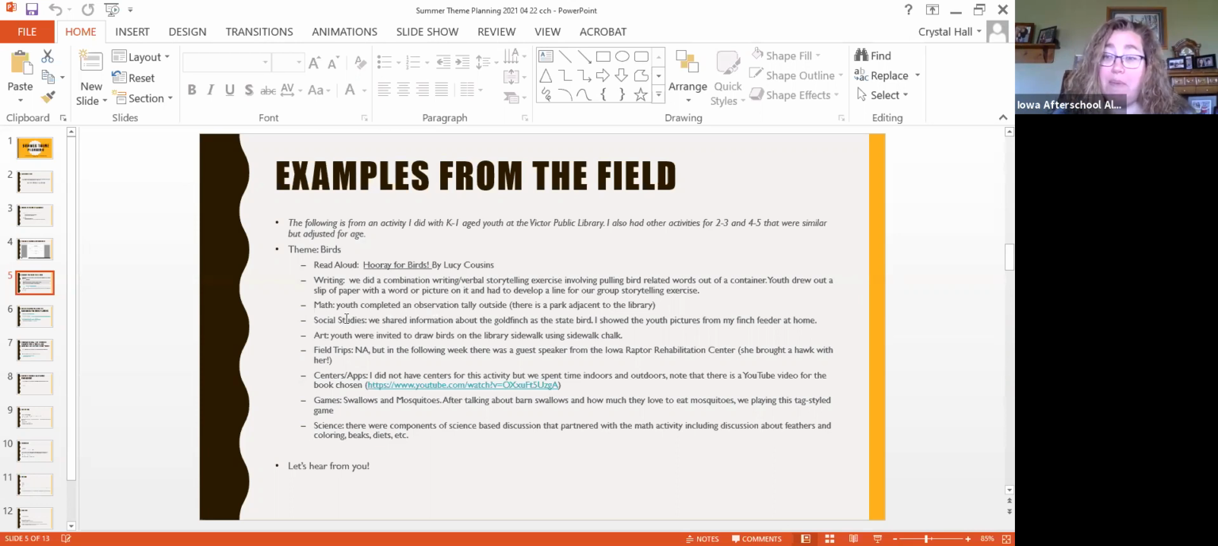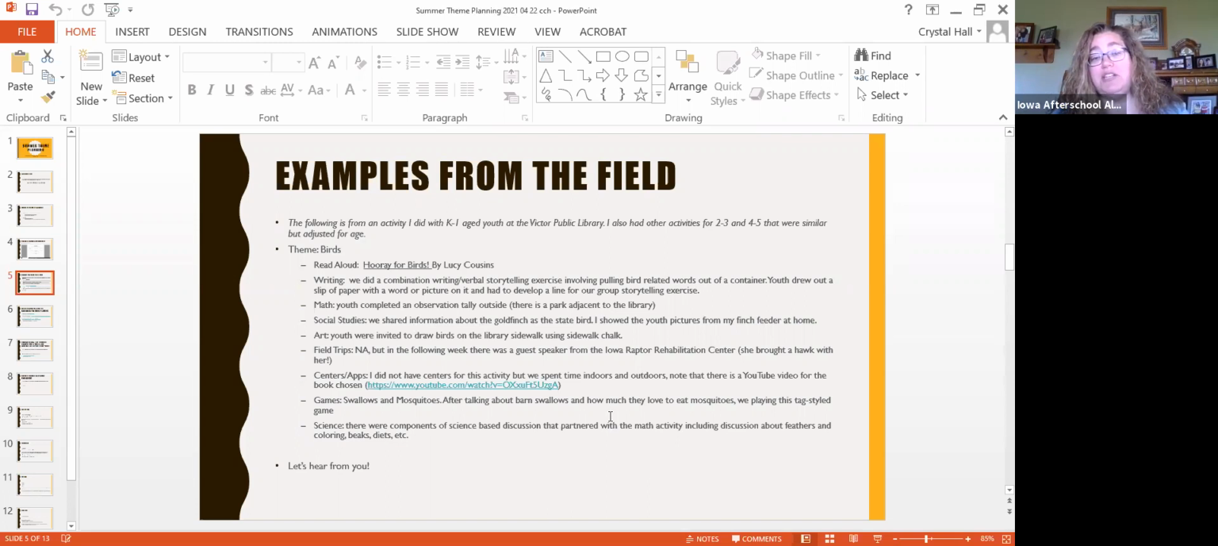We then went on to math. I had developed a very quick tally sheet for them and gave them all their own little mini clipboards, so they thought they were totally awesome little citizen scientists. They headed outside and we did a quick tally of the number of birds that we saw in the park that's adjacent to the library. And if they could identify the type of birds, we did that as well. Again, just a very early math skill that we were able to build upon there.